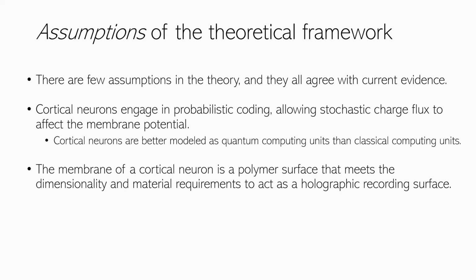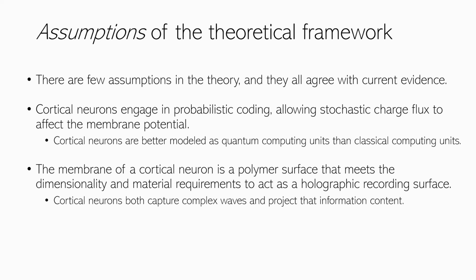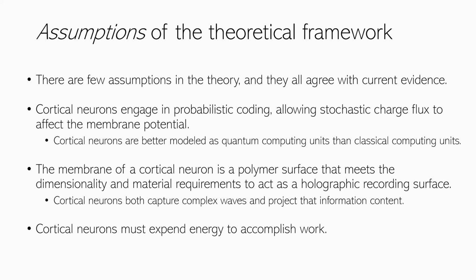Secondly, the membrane of a cortical neuron is a polymer surface that meets the dimensionality and material requirements to act as a holographic recording surface, with a high sensitivity to charge flux and a large dynamic range. And so cortical neurons can both capture complex waves and project that information content in accordance with the holographic principle. And finally, we assume that cortical neurons have to expend energy to accomplish work. So we're following the laws of thermodynamics. And these 3 simple assumptions, which are well supported by empirical findings in neuroscience, allow us to perceive the world, build an understanding of the world, and choose our actions in the world.